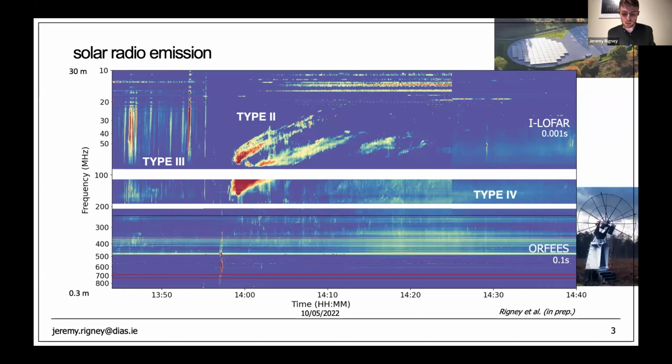One way that we examine solar activity is via radio emission. This is a solar dynamic spectrum covering frequency ranges of 10 megahertz to 1 gigahertz, or in wavelengths that's 30 meters to 0.3 meters, over a duration in time of about an hour. This was taken with the Irish Low Frequency Array, a radio telescope here in Ireland, and Orphée, which is a radio dish in Nancy in France.